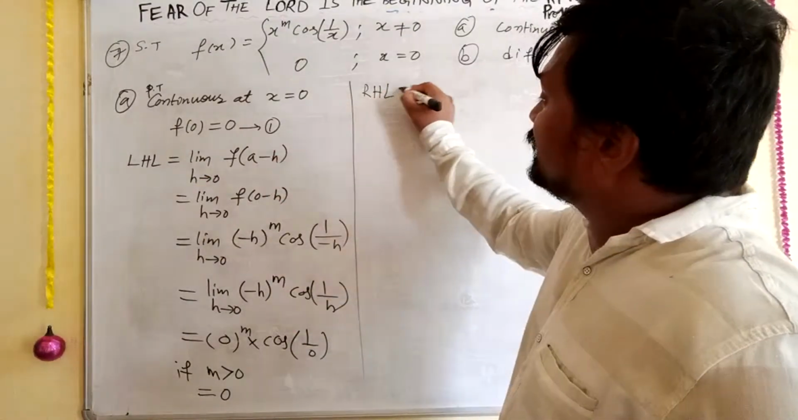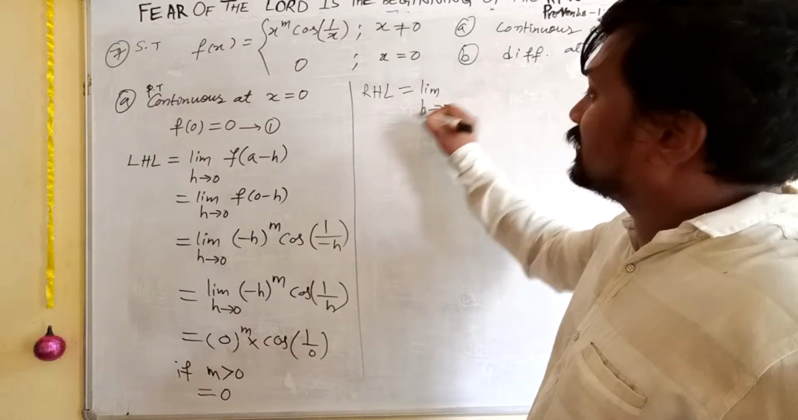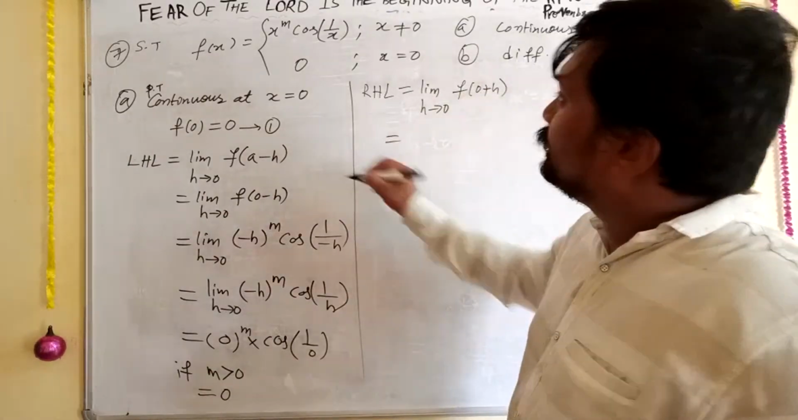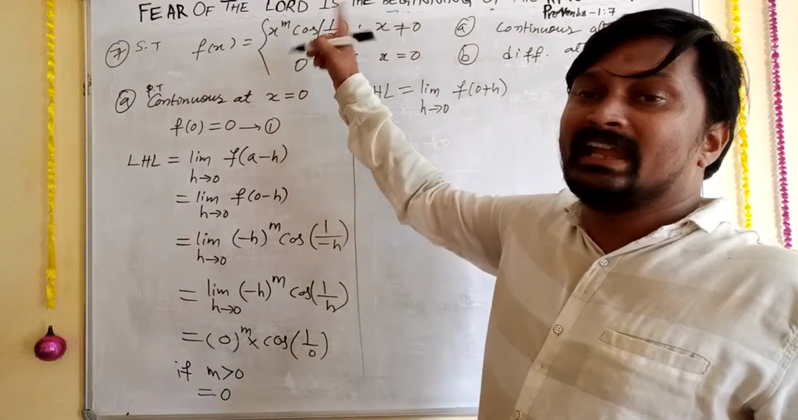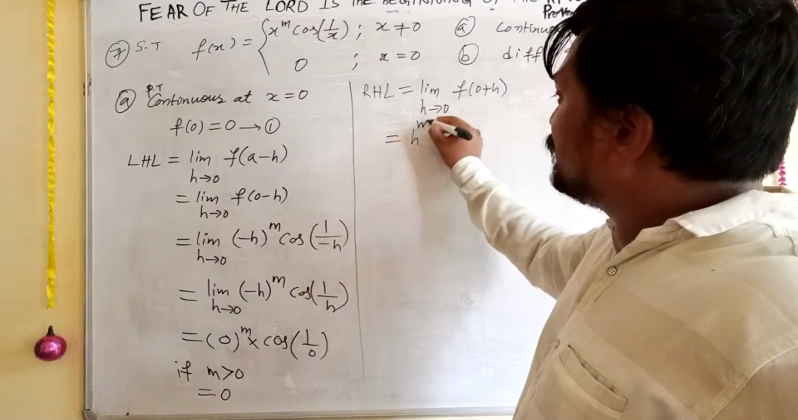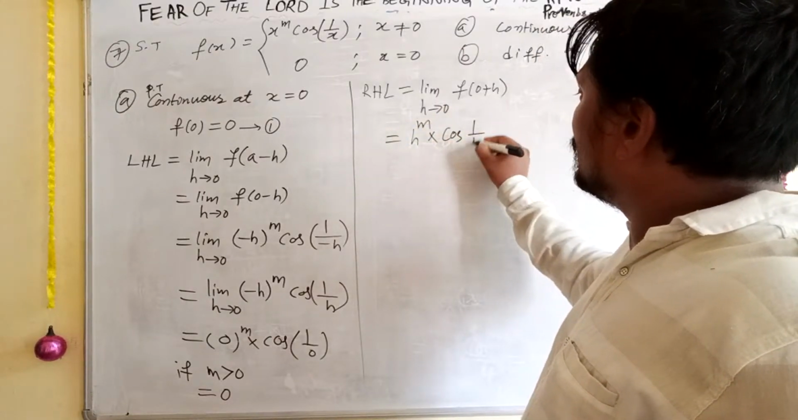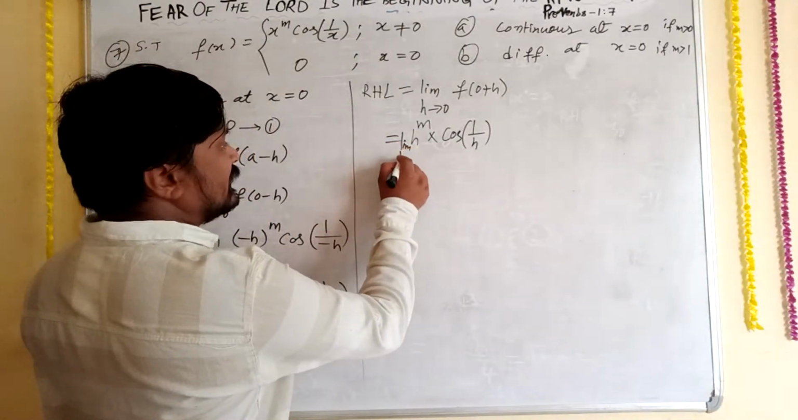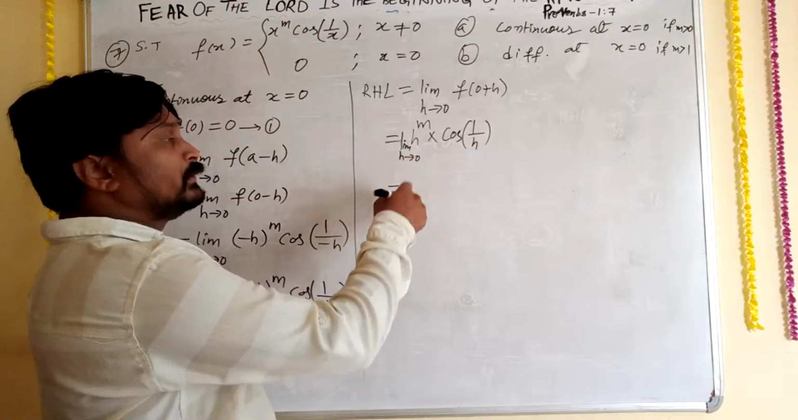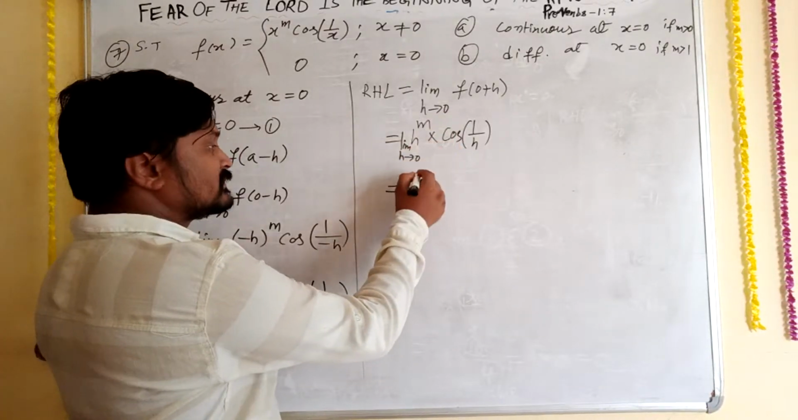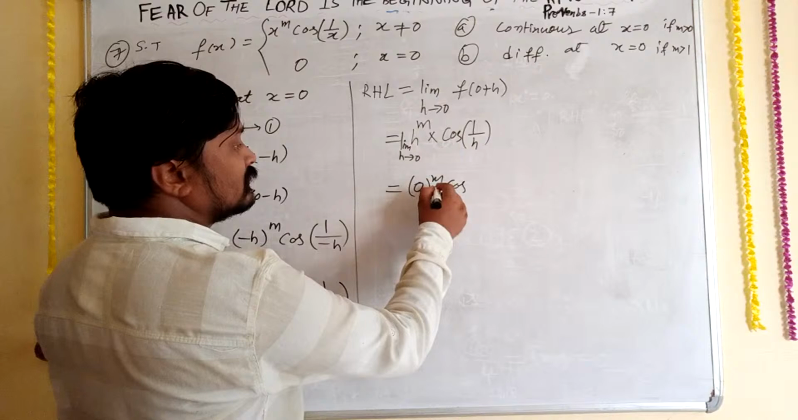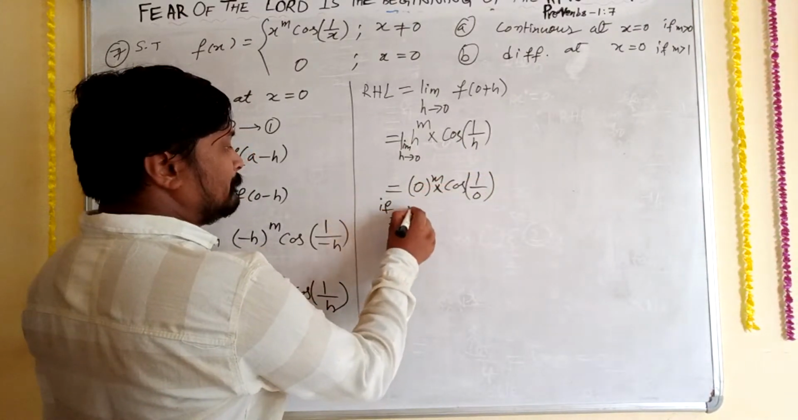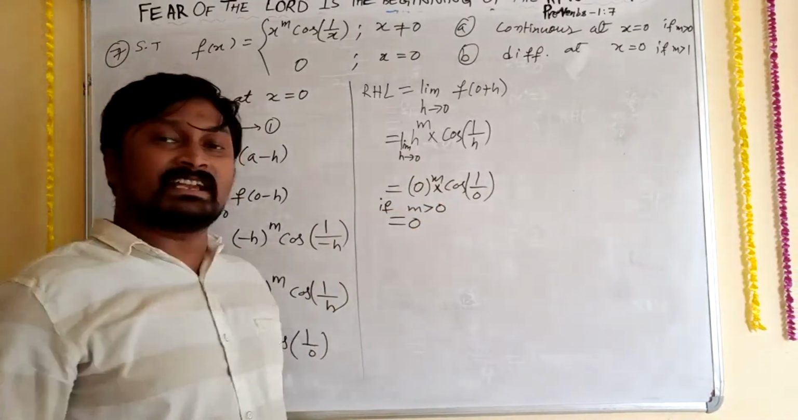So right hand limit is equal to limit h tends to 0. Now I'm going for direct, okay? F of 0 plus h. So now wherever x is there, you need to substitute only h. So when you substitute, h power m cos 1 upon h. So now here it is limit h tends to 0. So now what I do is just remove limit, substitute 0. 0 power m cos 1 upon 0. So that is equal to, if m is greater than 0, this whole becomes 0.